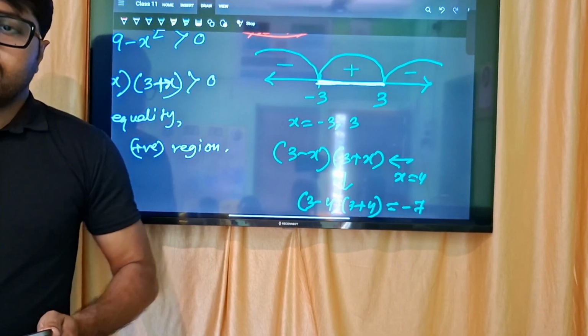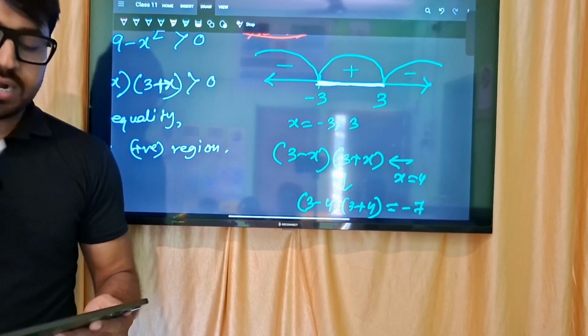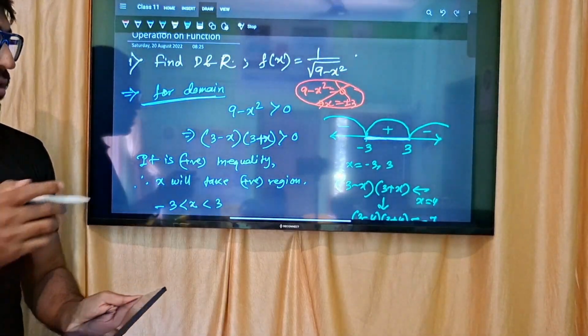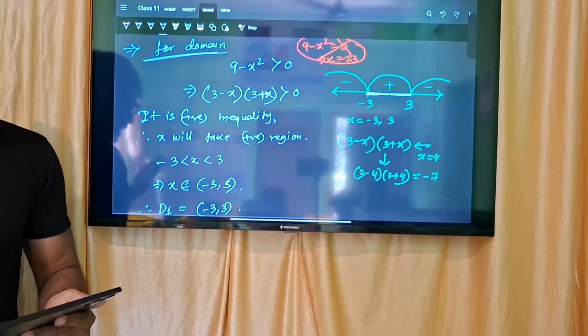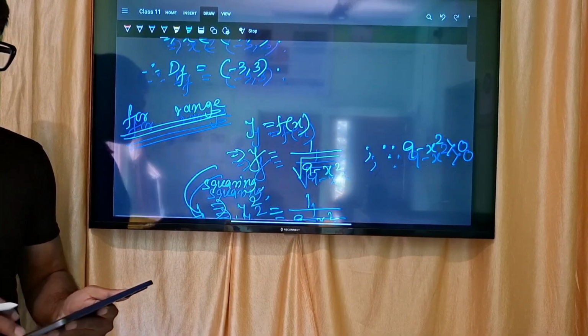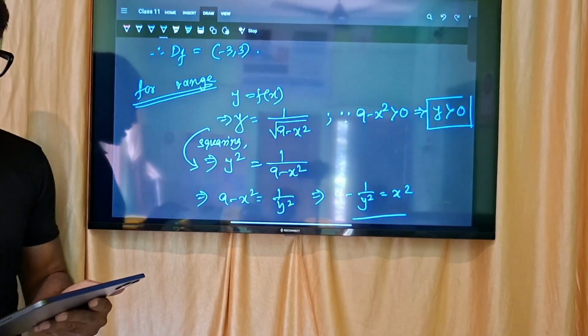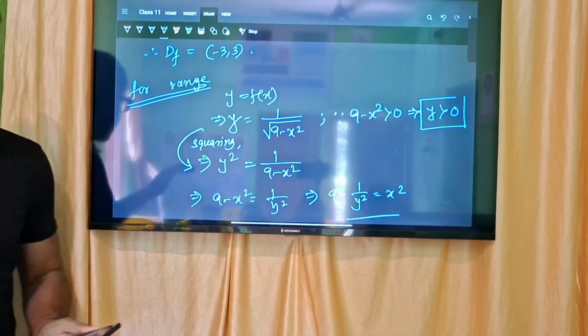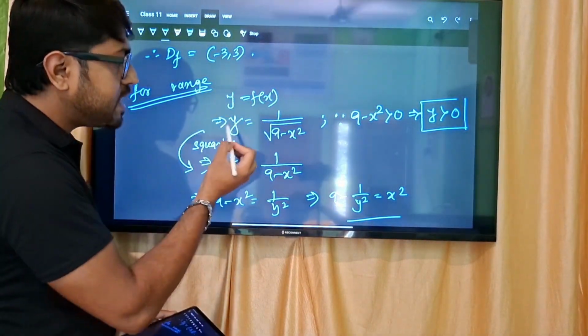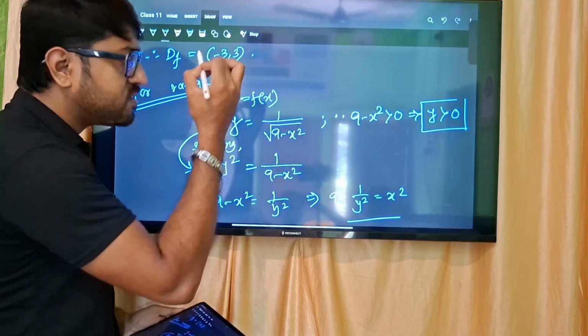Linear inequality. Linear inequality না, quadratic inequality. That means the power of x will be 2 and then we will use the method of interval. এরপরে range বের করবো আমরা। তো range এর জন্য কি করবো দেখেন, লিখবি y equal to f(x) as usual, মানে rule যা আছে সেইভাবেই আমরা start করব। তো y equal to f(x), then y equal to 1 by root under 9 minus x square.